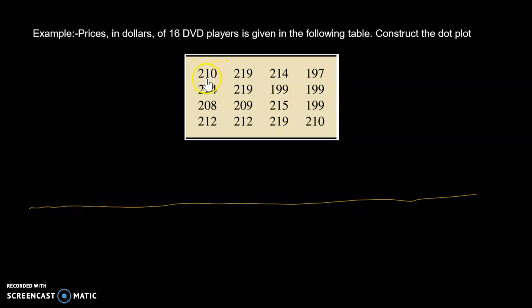Let's identify what my minimum value is. It seems to me the minimum value is 195. It seems to me 197. Sorry, this is 197, the minimum value. And what is the maximum value? The maximum value is 224. So we have the minimum value and we have the maximum value. So when I make this scale, I will make sure it includes my minimum value and my maximum value. So let's start putting some scale here.